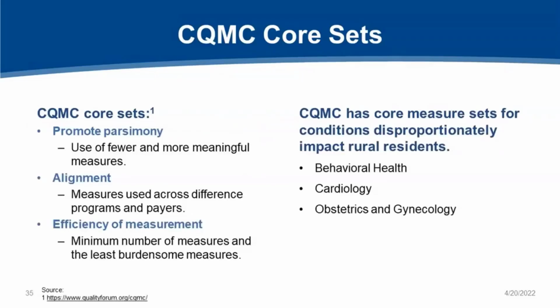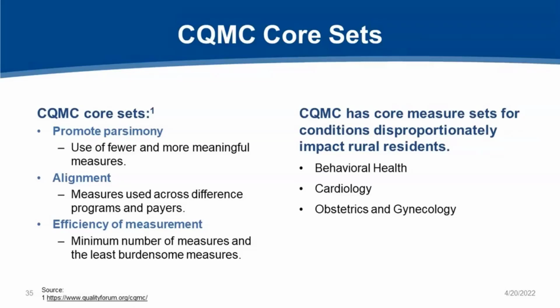Next slide. To delve a little bit deeper into the Core Quality Measure Collaborative, I just wanted to outline the three principles that guide the creation of their core set. First is to promote parsimony. This means the use of fewer and more meaningful measures. The second is alignment, so the selection of measures used across different programs and payers. And then third is efficiency of measurement, so really choosing the minimum number of measures and the least burdensome measures.